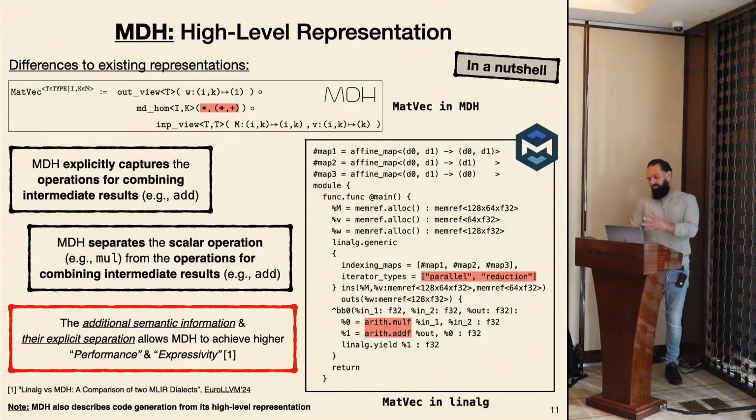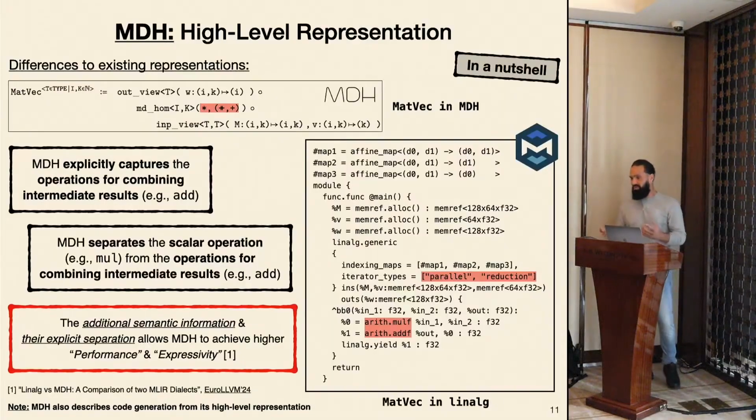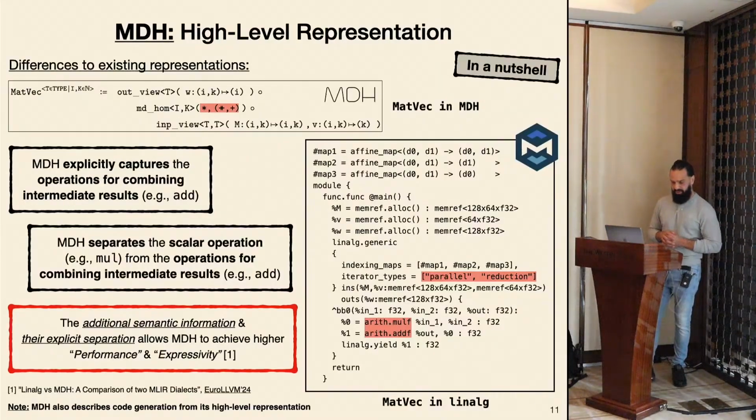And of course, for simple matrix-vector multiplication, you might be able to make a semantic analysis of the body and extract these operators. But for already slightly more complex use cases that might become much more complicated, and in the general case it's even impossible according to Rice's theorem here.